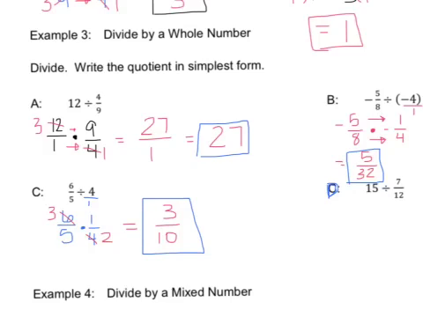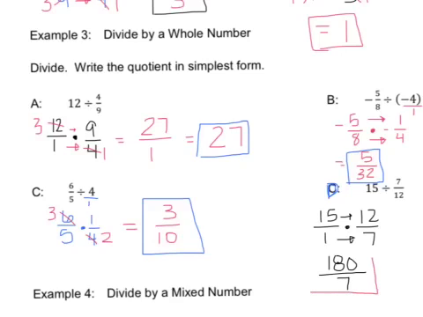Then D, we have a 15 over 1 times 12 over 7 when we flip that. See if we can reduce anything here. I don't think that we can. So then you just multiply straight across. 15 times 12 gives us 180. 1 times 7 is 7. We can leave it just like that. We're finished.